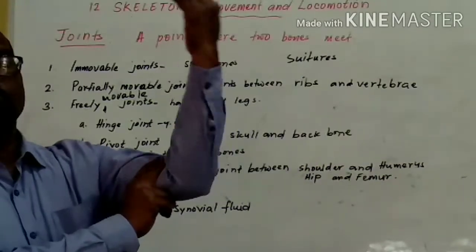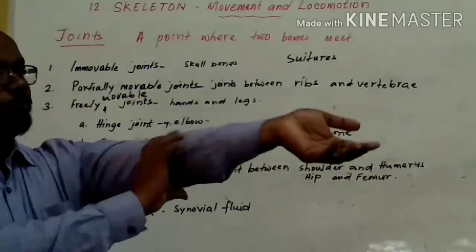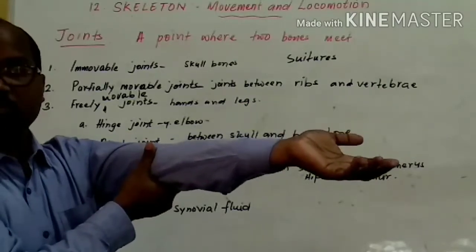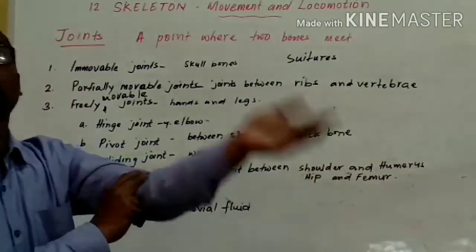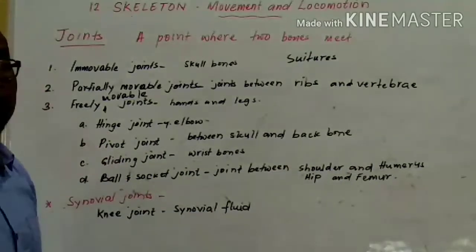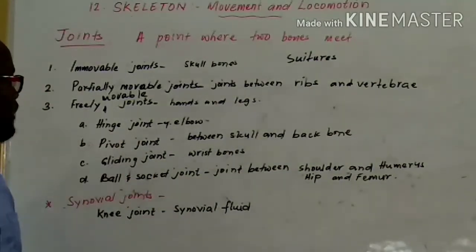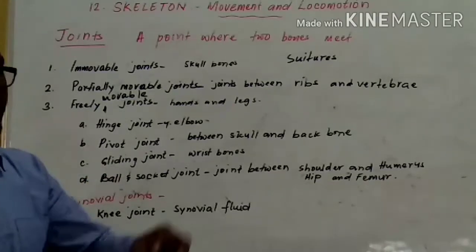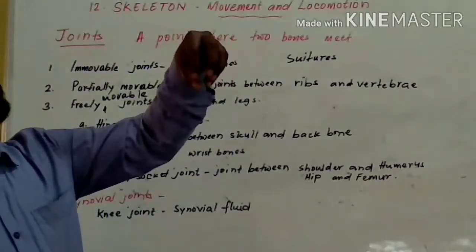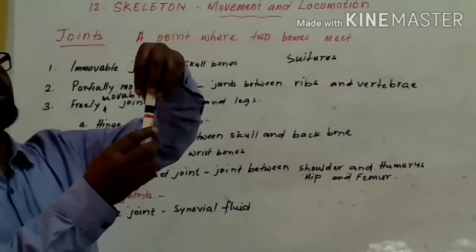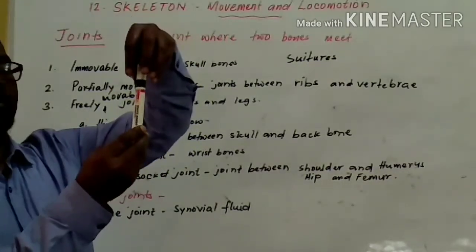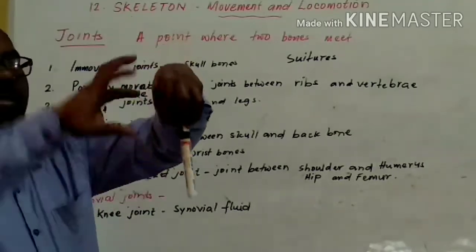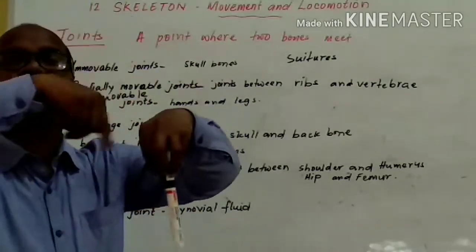This will move only one direction. If you try to move the other side direction, there is lock mechanism. It locks it. It does not allow movement to the other side. So this type of joints are called hinge joints. Second one is pivot joint. Pivot. For example, if we make a small hole in a ball and put this rod-like structure here and we rotate the ball, it will rotate like that.